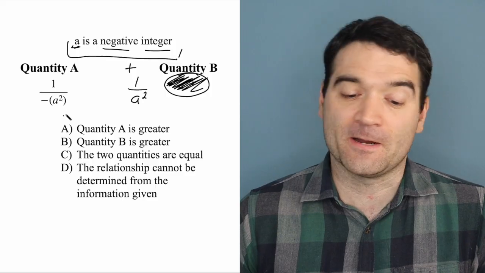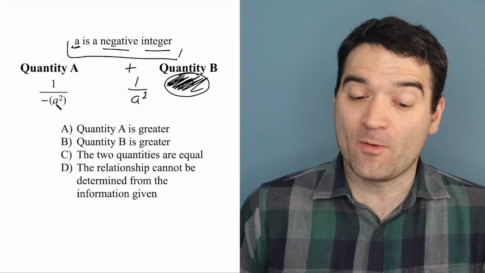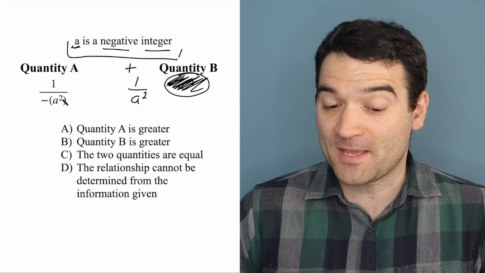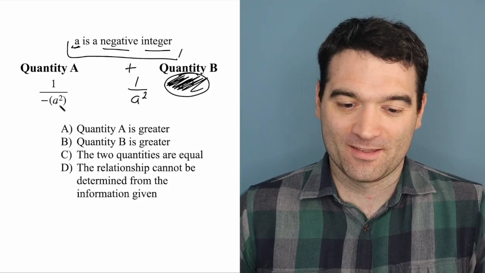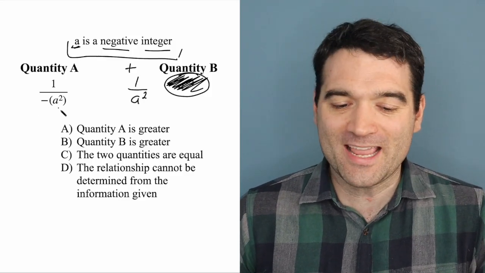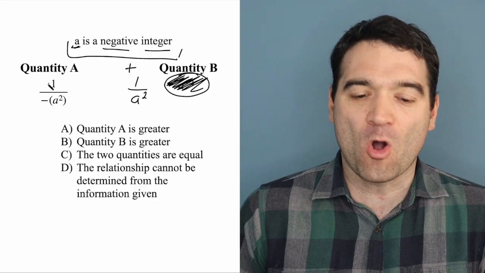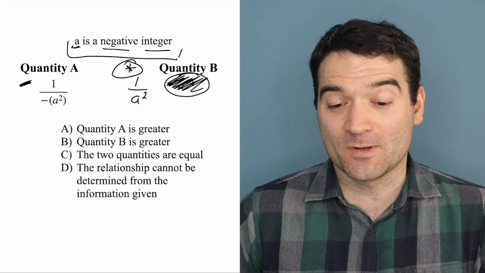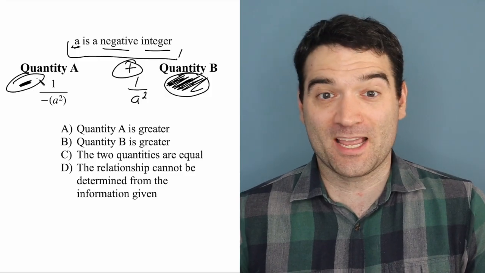Well, how about this one over here? I do the same thing. I throw in negative 1. I evaluate the parentheses first. So that becomes positive, and then it becomes negative. So I can throw whatever negative integer I want at this. It's always going to be negative. In other words, b is always going to be positive. A is always going to be negative.